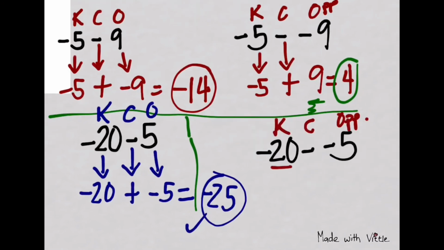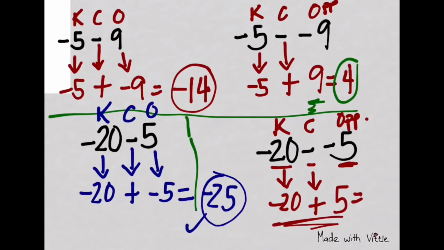Negative 20 minus negative 5. So, you keep, change, opposite. The first one stays the same. We keep it the way it is. The subtraction will become addition. And you see that negative 5 will become positive 5. Now look at your problem. It's negative 20 plus 5. They're different signs. So we have to subtract. 20 minus 5 is 15. And then the sign that we get is from the one with higher absolute value, which is the 20 spaces away from 0. So our final answer will be negative 15.